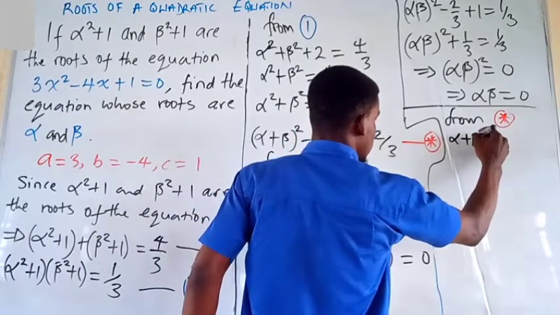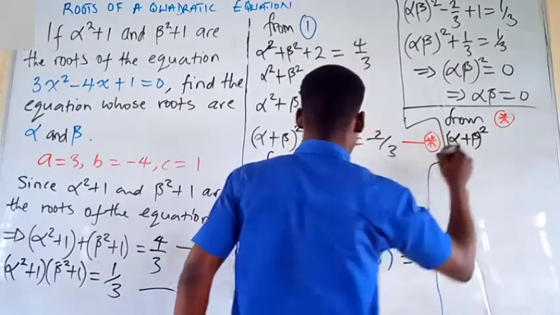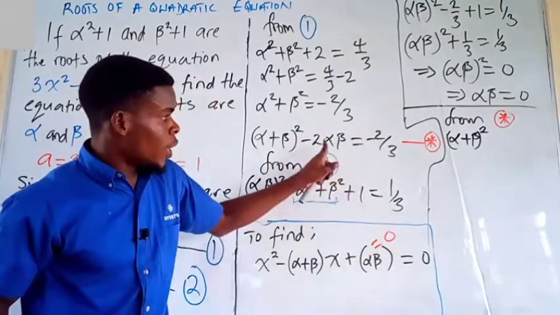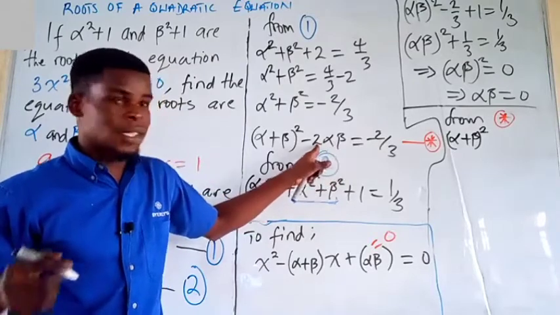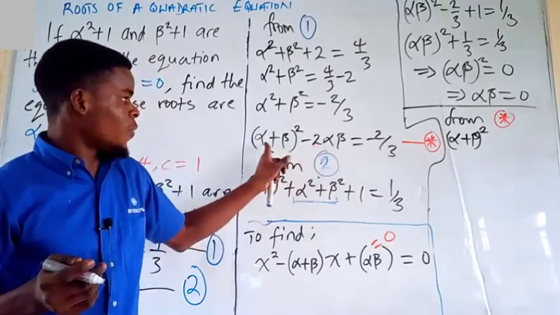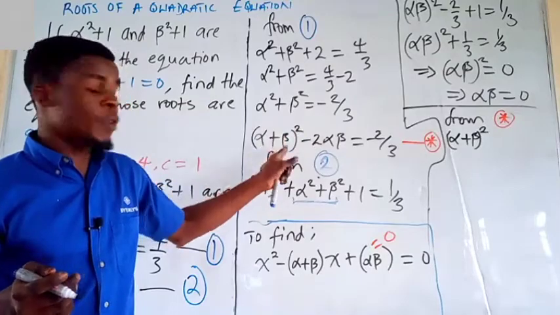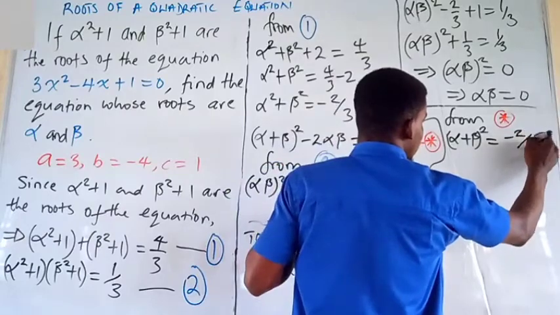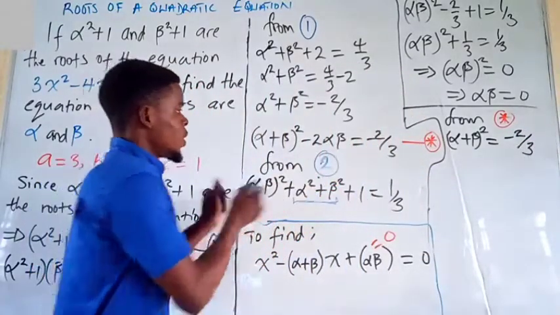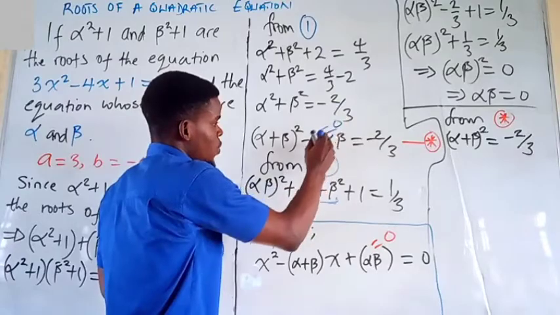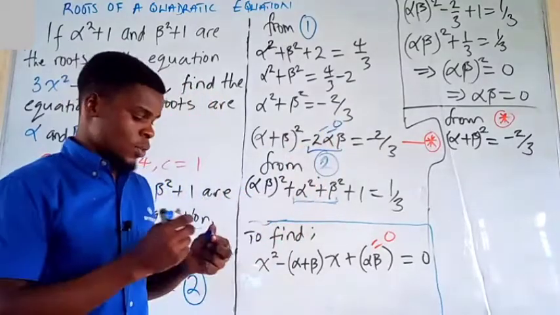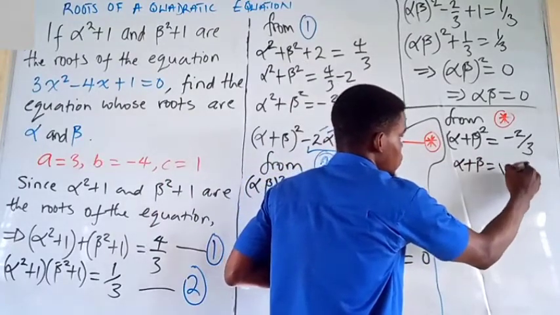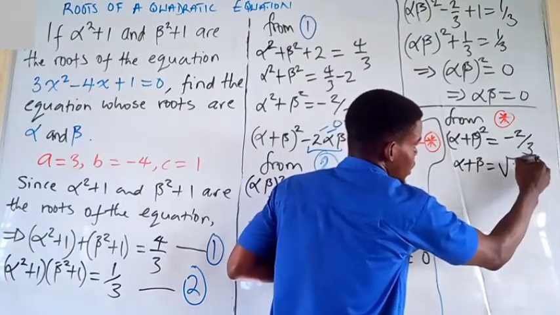We see that alpha plus beta, all of them squared. Now, since alpha times beta is equal to 0, 0 times negative 2 will just be 0. So that means alpha plus beta all squared will be equal to negative 2 over 3, because this term is just equal to 0. That means that alpha plus beta will be equal to the square root of negative 2 over 3.